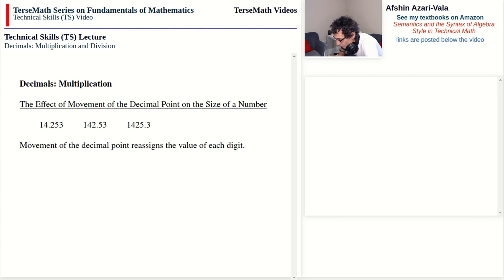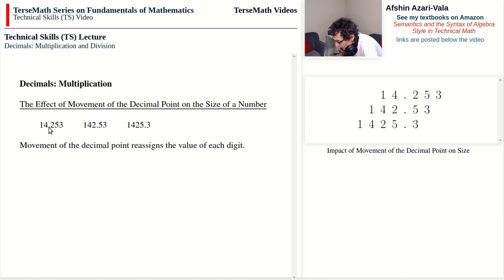The reason for this is because when you move the decimal point, you reassign the value of each of the digits. As an example, going back to the numbers that we have here, 14.253, 142.53, 1425.3. I've lined up the decimal point in them. Initially it was between 4 and 2, and then it moved forward over one digit to between 2 and 5, and then again we moved it forward over one digit to between 5 and 3. Now comparing 14.253 and 142.53, you notice that the value of each digit has become 10 times larger.